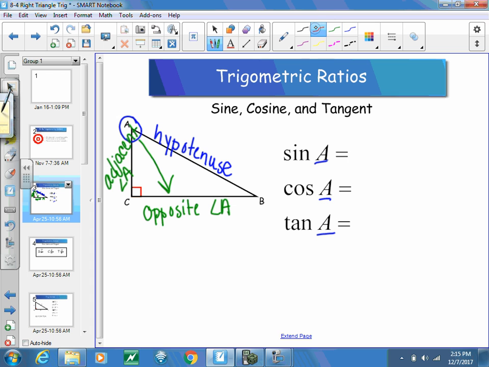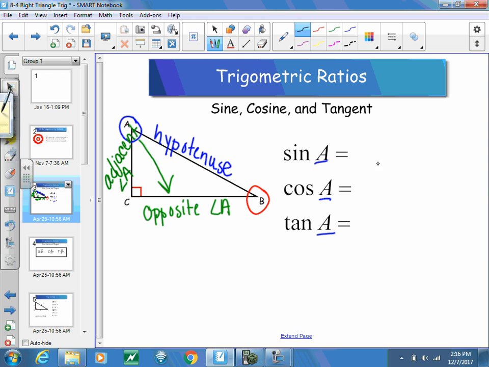Now, if you were to look at angle B, you'd be switching things up here. The side here, which is opposite of angle A, would be adjacent to angle B. Over here, the adjacent leg to angle A would be the opposite side of angle B.